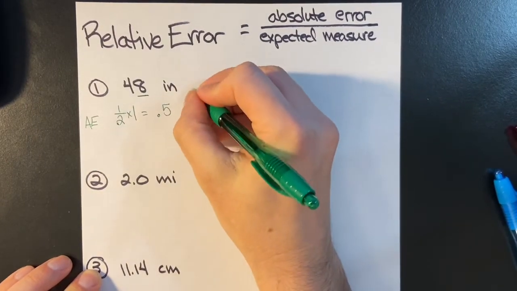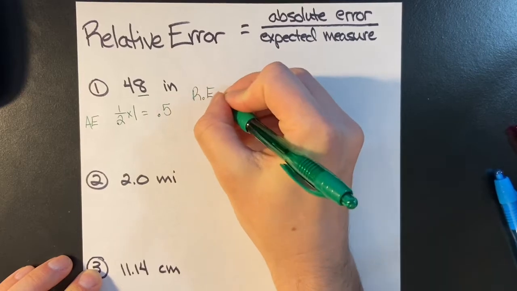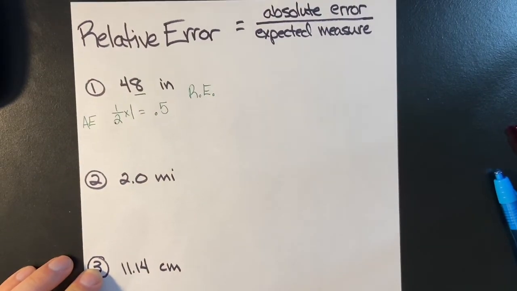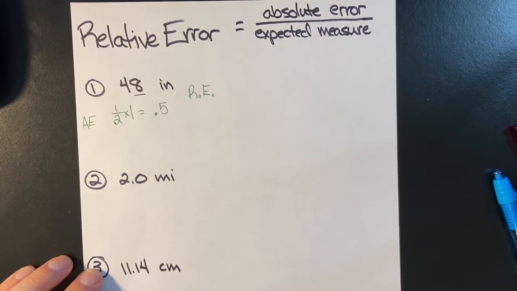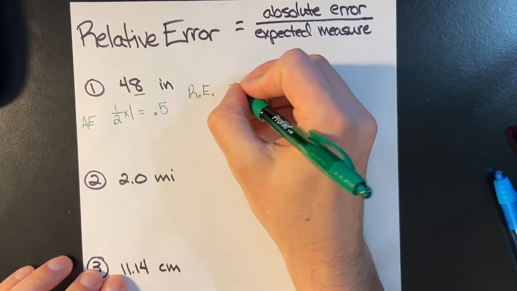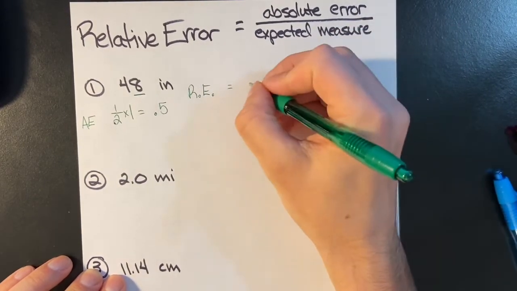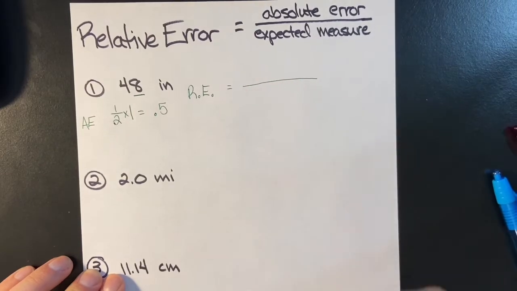So when I want to measure my relative error, and I'll put RE for that, not rendezvous, s'il vous plaît. I don't know if that's true or not. Oh, that's RSVP. Apologies.